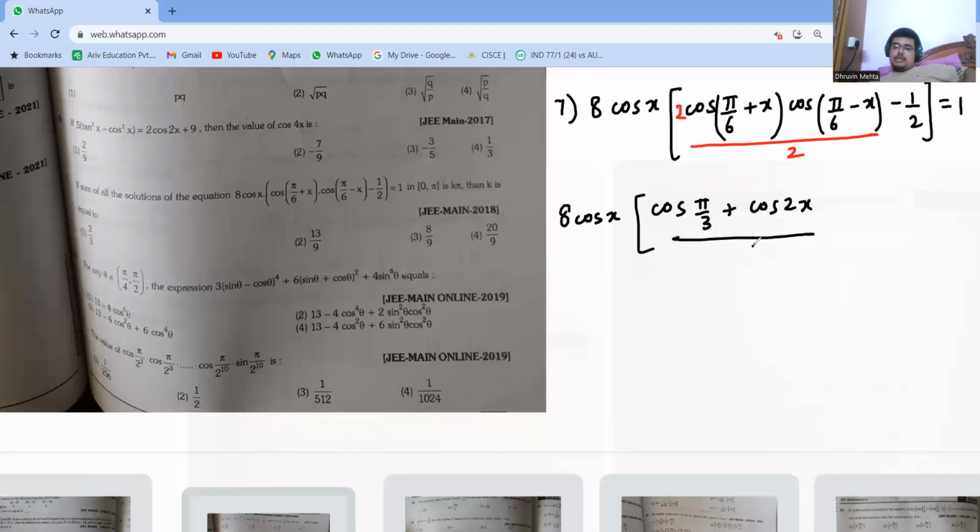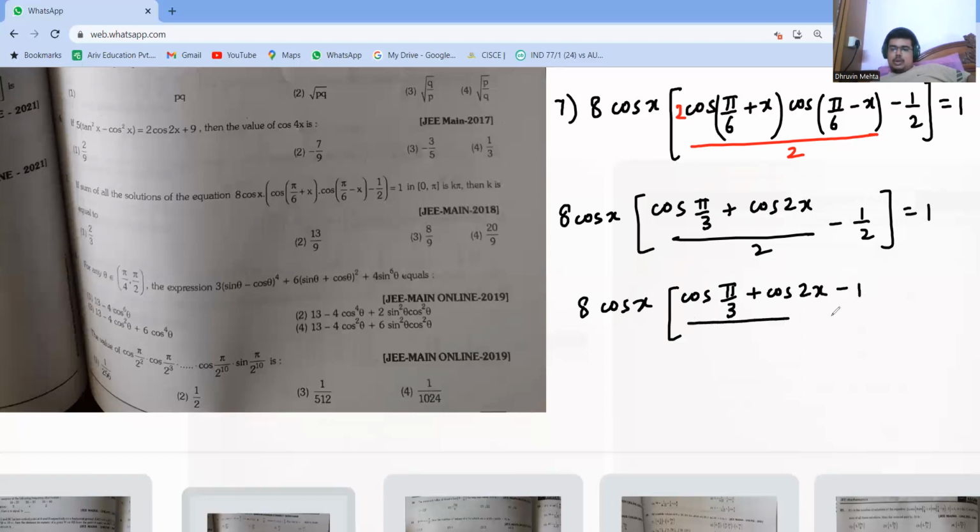Check this guys. Are you following this? Trisha? Yeah. Muskan? So this is going to be 8 cos x. See, both the fractions inside the square bracket have the same denominator. So we can do cos of pi by 3 plus cos 2x minus 1 upon 2.